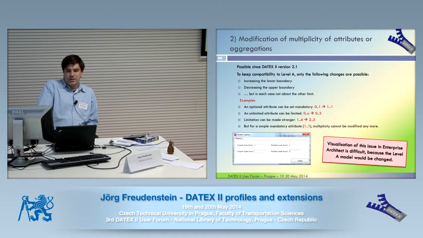You can limit an unlimited attribute. It's from 0 to n before, and you can say I only like to have it at a maximum 3 times. Or you can make some limits stronger. When you have a limitation from 1 to 4, you can say my new limitation should be 2 to 3, for example. When you have a mandatory attribute, with multiplicity 1, you cannot do anything. It's mandatory, and you cannot change this to other values.